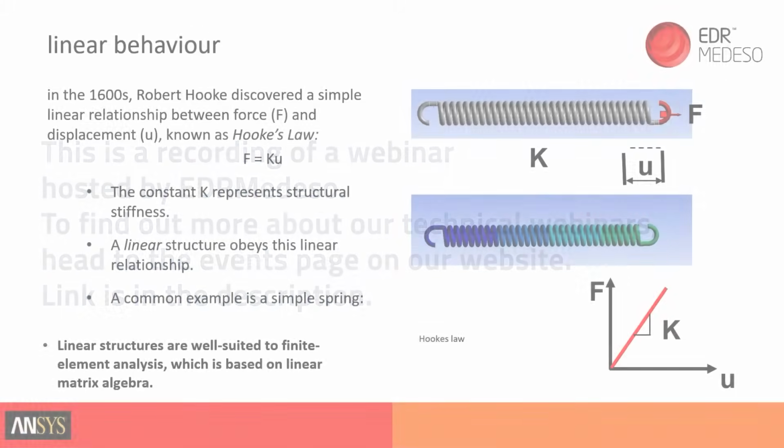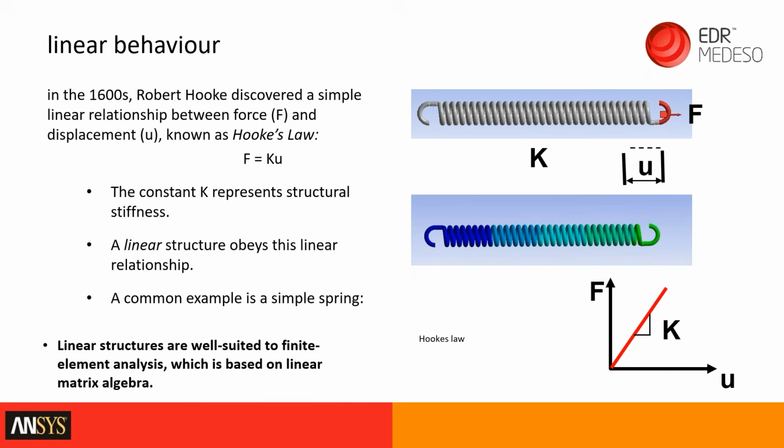Okay, let's move on to nonlinear analysis. Firstly, let's just talk about linear behavior. This was first described several hundred years ago, back in the 1600s, by a guy called Robert Hooke, who discovered that structures behave linearly with respect to applying a force. So if you apply a force, the displacement is linear. And the constant of that linear relationship we call the stiffness of the structure.